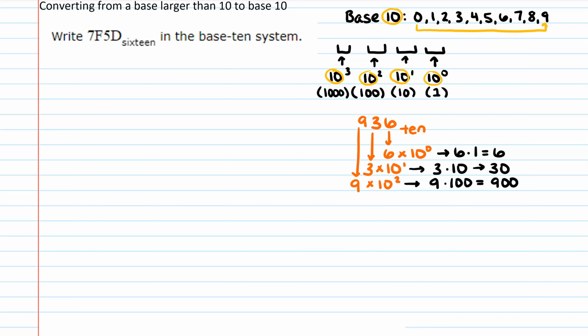And it's easier to say because we have hundreds, thousands, like we have common words. When we're out of the base 10 system, we just list the digits from left to right. So we wouldn't say hundreds or thousands because it's not in base 10. So let's see about writing 7F5D base 16 in base 10.